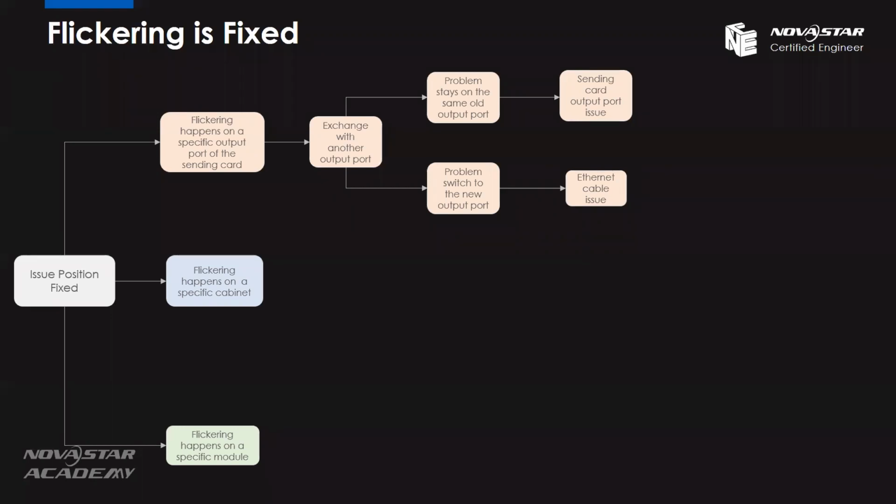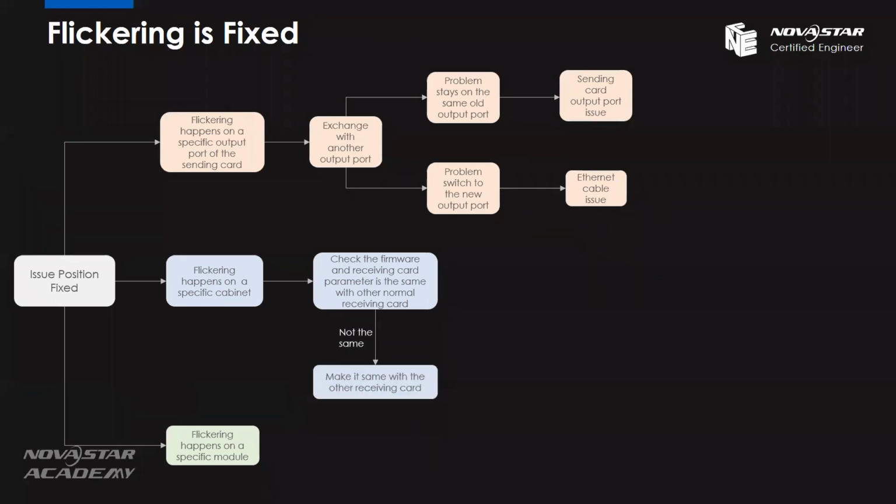If the flickering happens on a specific cabinet, okay, now it's not the whole screen flickering, only one cabinet. So what could be the possible reasons? The first thing, I think we can check the firmware and the receiving card parameters, like the RCFGX file. We can confirm whether this information is the same as the other receiving cards, because now we only have one abnormal one. One cabinet is flickering. If it's not the same, for sure we need to make it the same.